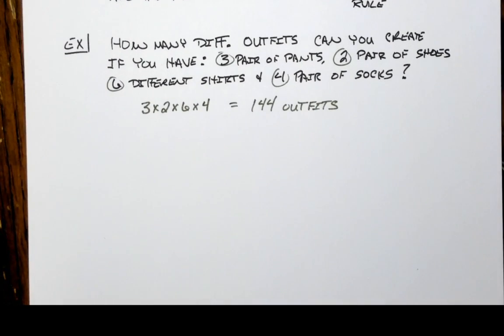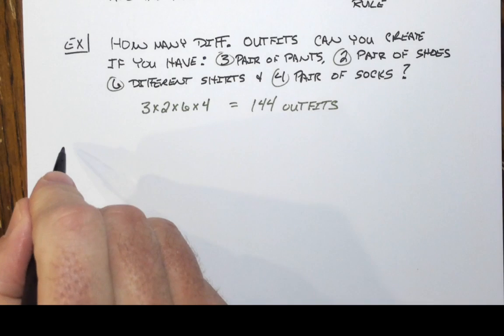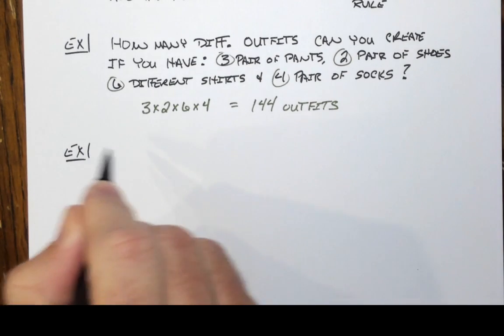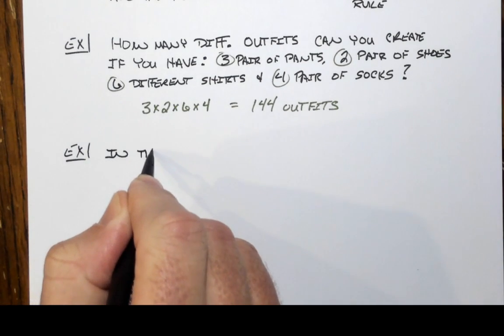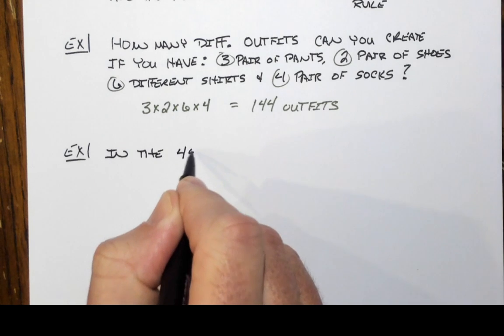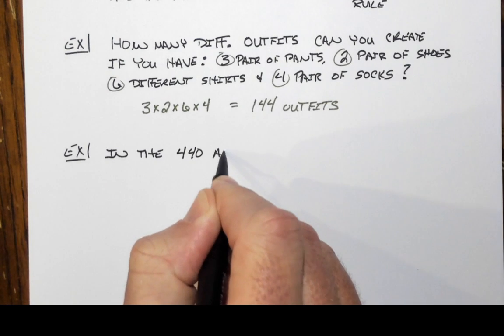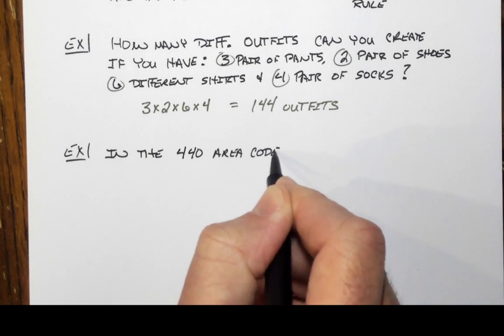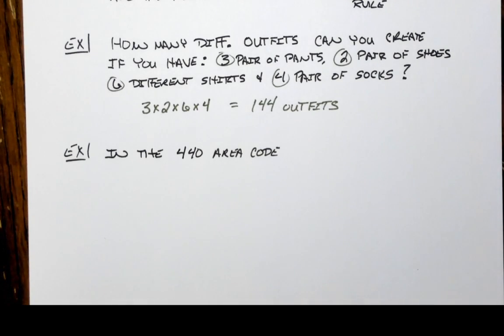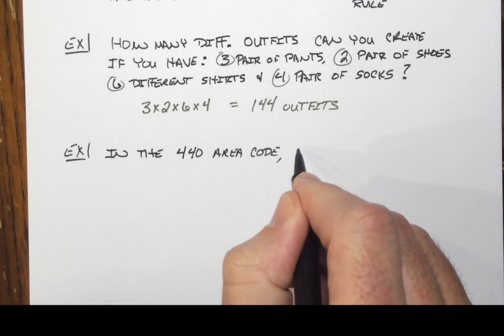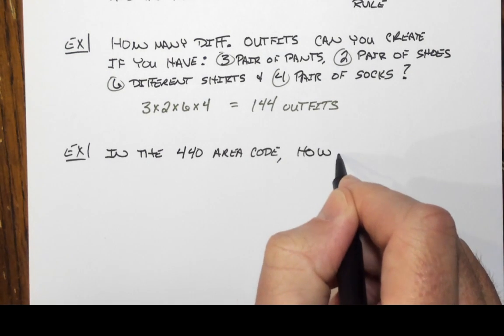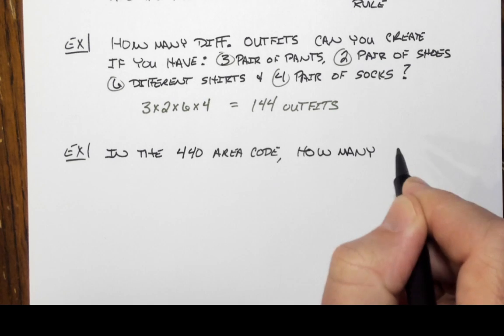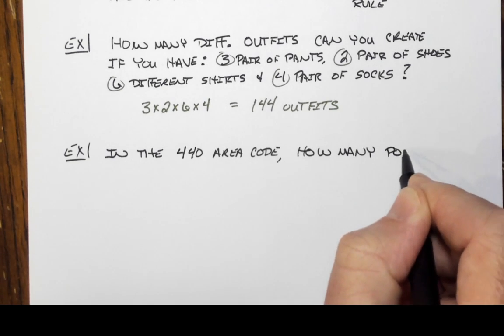Let's look at this example then. Example 2. In the 440 area code, so all phone numbers beginning with 440, how many possible numbers are there? Phone numbers, that is.